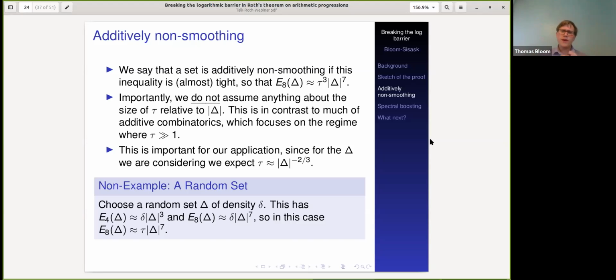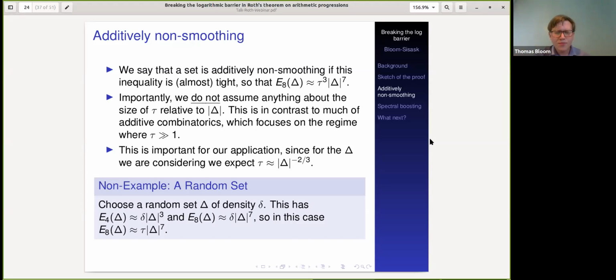So it's additively smoothing if E8 is bigger, because I've smoothed out the set a lot more than I might naively expect by repeated addition. And additively non-smoothing says that that doesn't happen. So essentially all the structure of delta is already present in the first stage. I don't gain anything by repeated addition. Okay, so that's a non-example of an additively non-smoothing set.